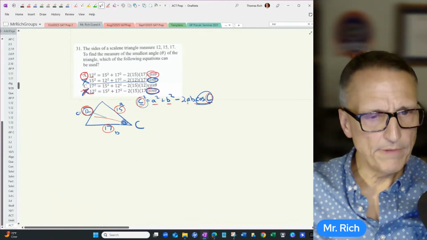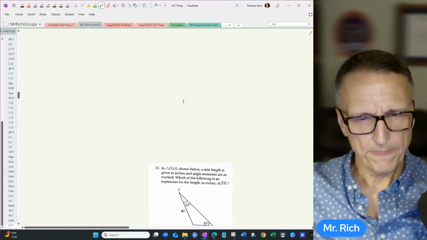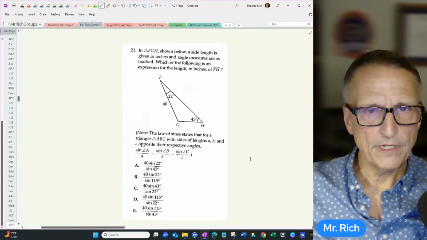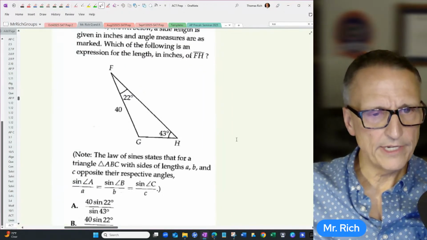Let's do, I think I've got another one here. So yeah, this will end up being a law of sines problem. So let's take a look at this one.